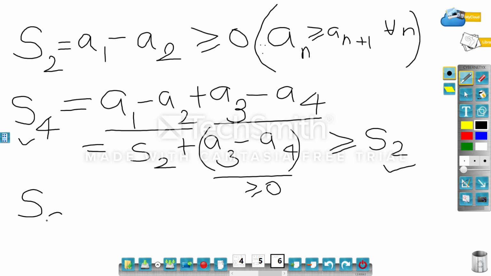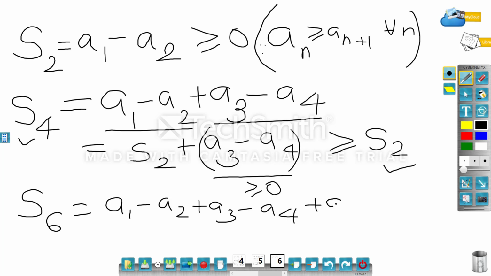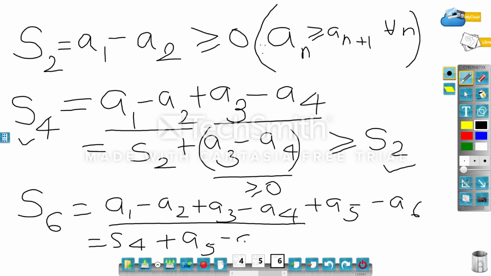Similarly, one can see that S6, which is the same as a1 minus a2 plus a3 minus a4 plus a5 minus a6: the first 4 terms contribute to S4, and the last 2 terms are a5 minus a6. Again, a5 minus a6 is greater than or equal to 0 because a_n is greater than or equal to a_(n+1) for all n belonging to natural numbers. So this is definitely greater than or equal to S4. So S6 is greater than or equal to S4.